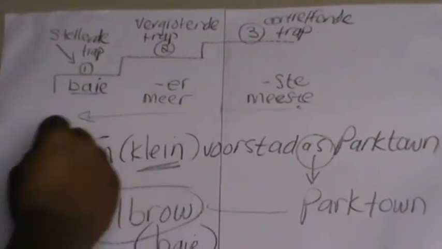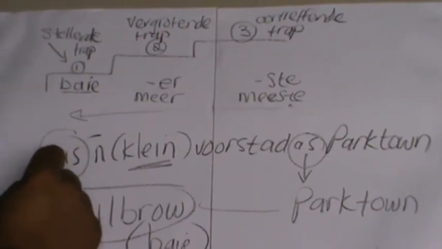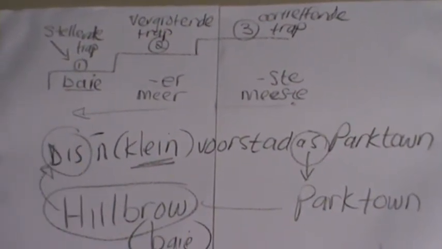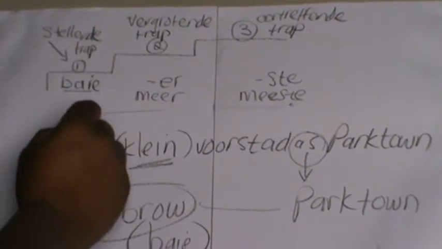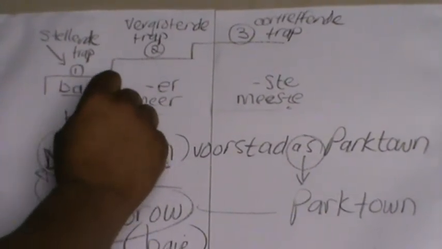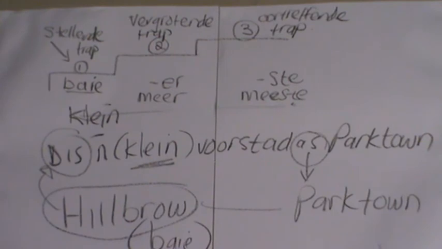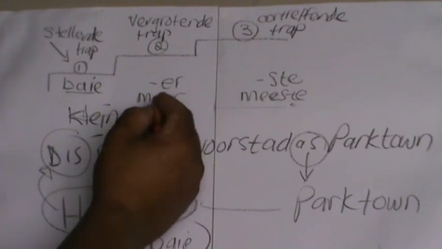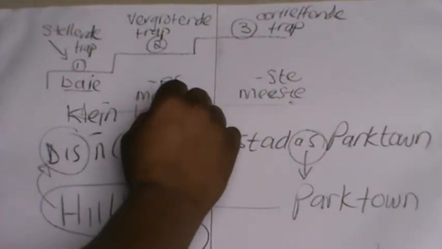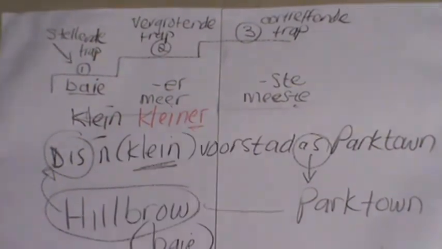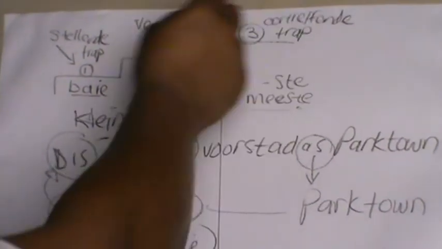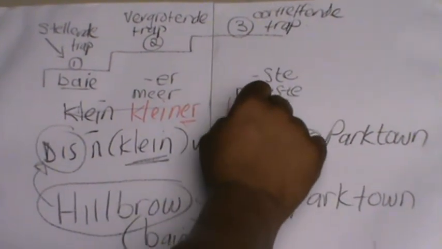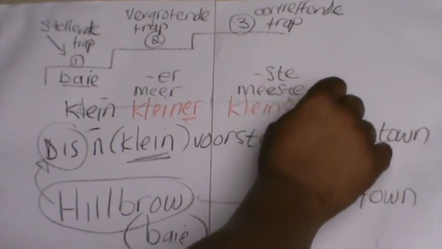Now, this word here is taking the place of Hillbrow, right? They are talking about Hillbrow. That is kleiner. Now, in our vergrotende trap, if we put klein, then in our vergrotende trap, with the other words that don't change, we'll find that we have to add ER, right? Kleiner. Then we add ER, right? Then on the third step, or oortreffende trap, we're adding kleinste, right?